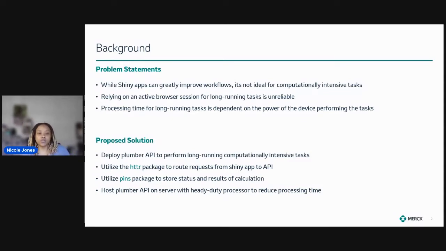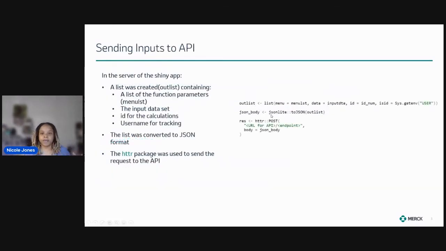With our proposed solution, we'd address these problems. One, by deploying a Plumber API to perform these long-running, computationally intensive tasks. We'll utilize the httr package to route requests from the Shiny app, and we'll utilize the pins package to store the status and the results of the calculation. If you're unfamiliar with either package, I'll drop a link in the chat after so you can get more familiar with these two packages. And then lastly, we're hoping to host this Plumber API on a server with a heavy-duty processor to really help reduce these processing times.